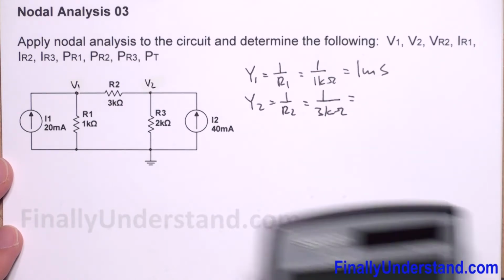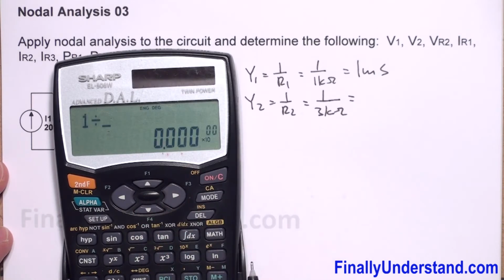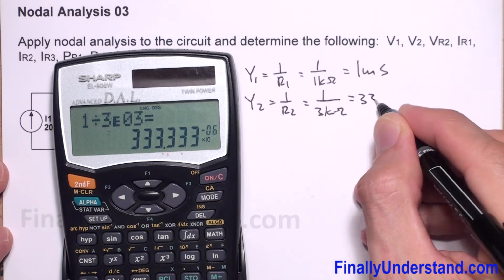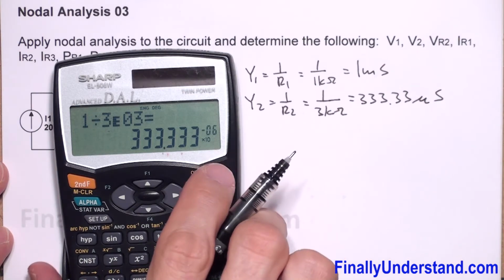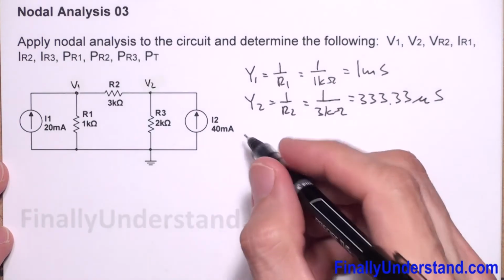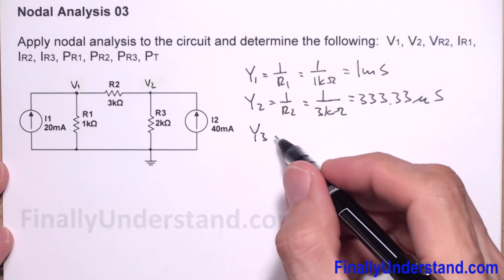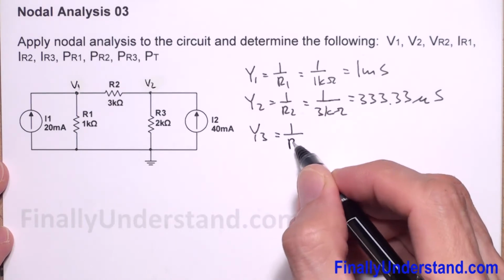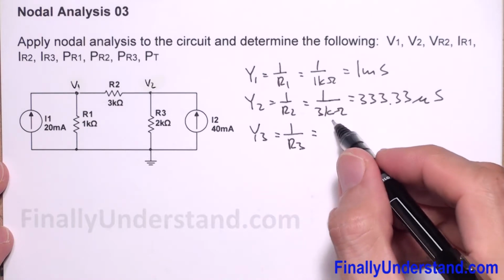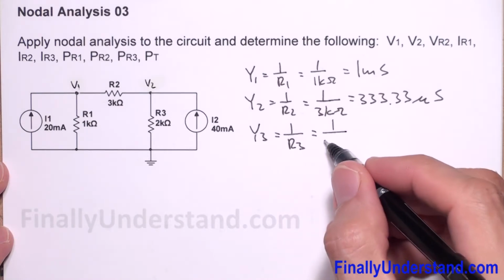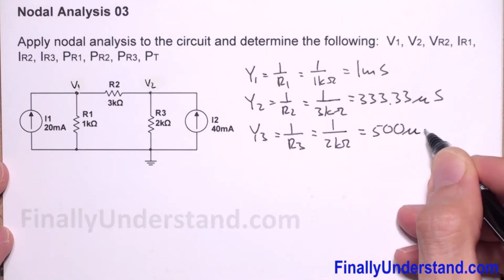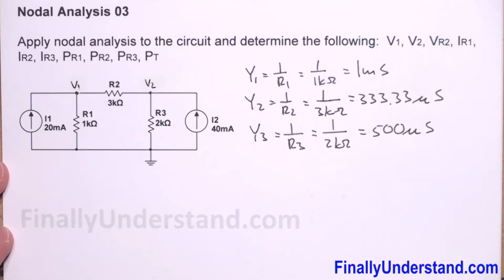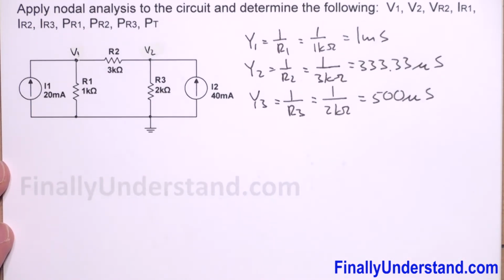okay, so I have 1 divided by 3 times 10 to the 3 is equal to 333.33 microsiemens. Next, we're supposed to find Y3. Y3 is equal to 1 over R3. So I have 1 divided by 2 kilohms is equal to 500 microsiemens.